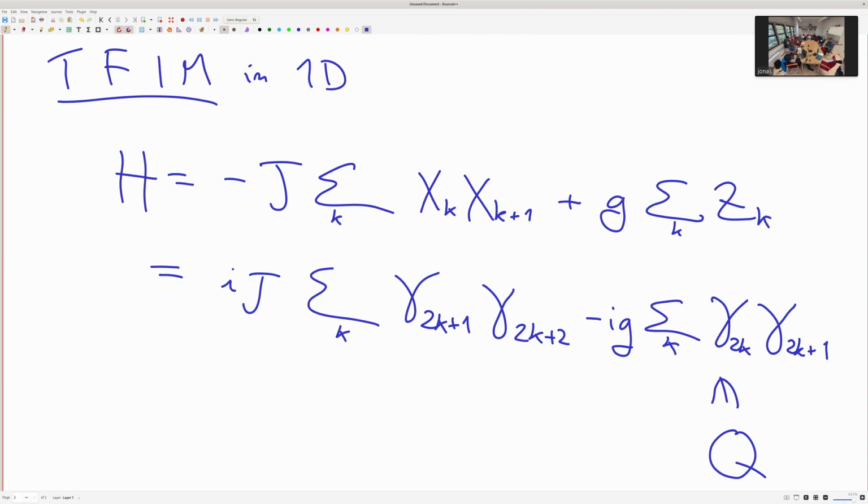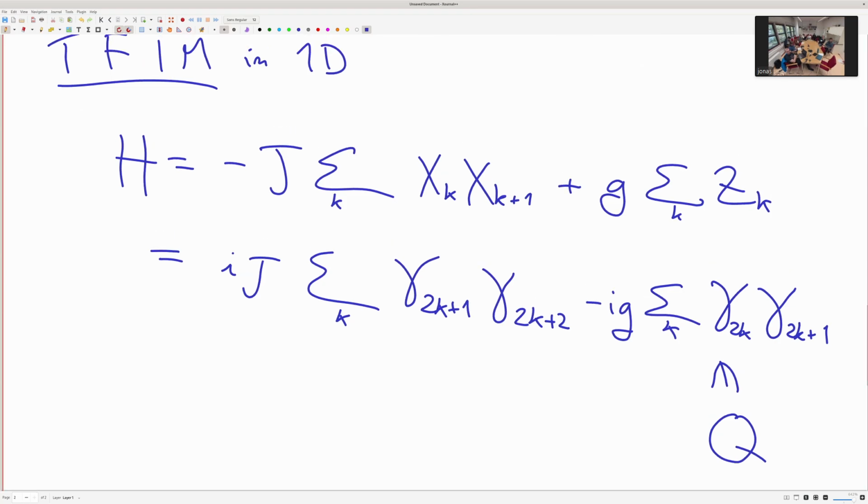If you have more than nearest neighbor coupling, it's the same. So this is only a relatively fine-tuned example where this happens.